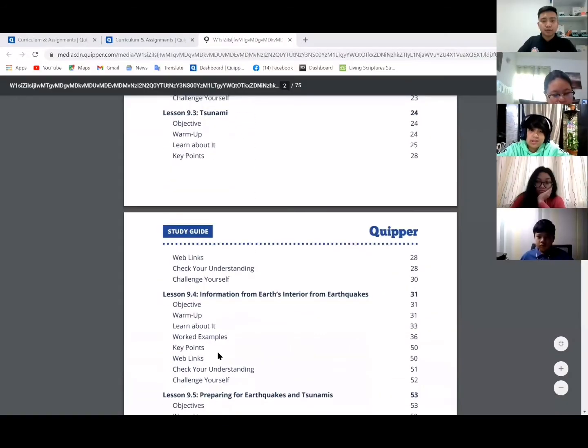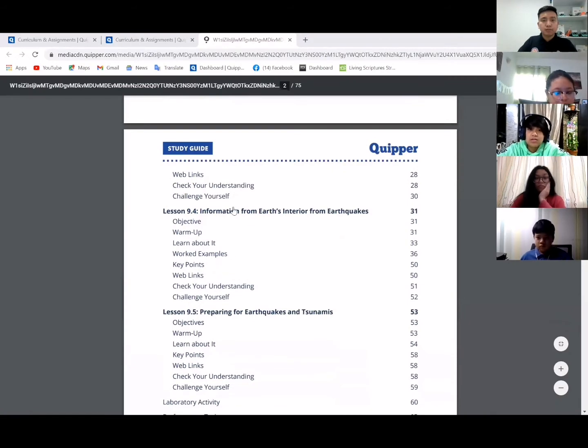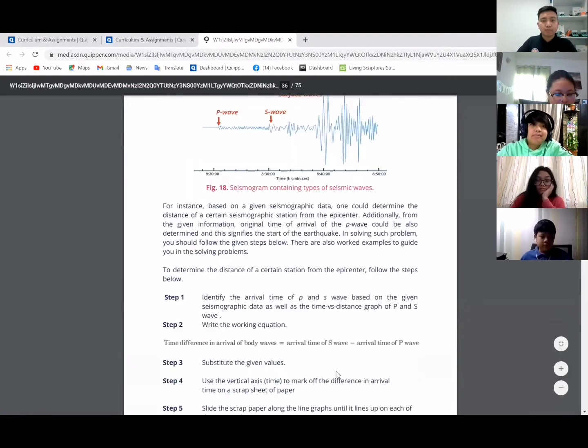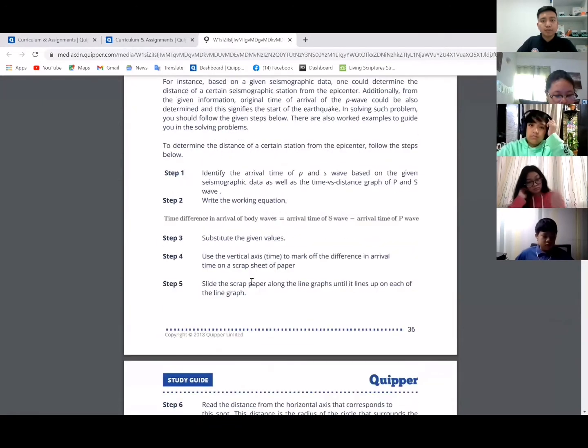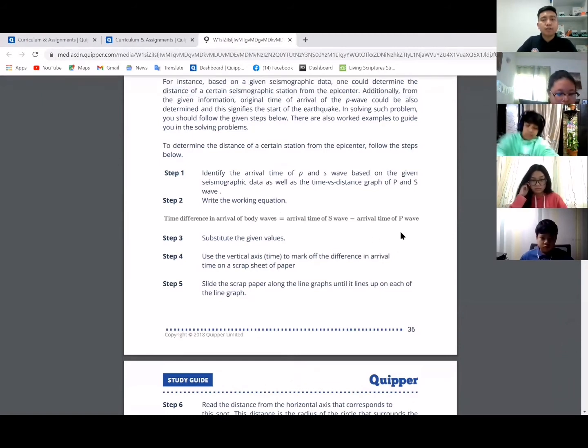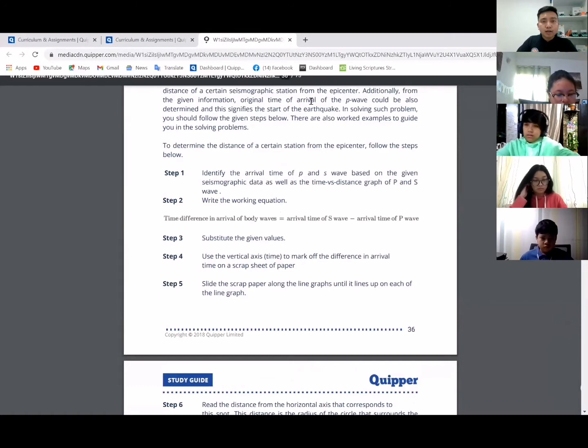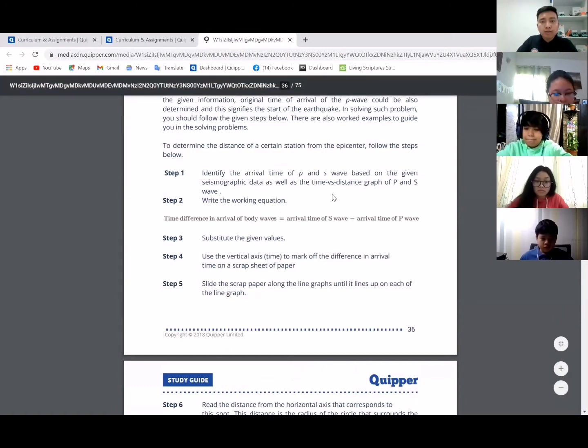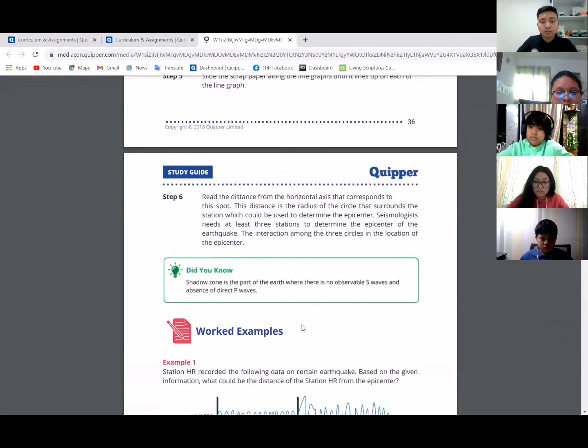Go to your downloaded guide. Information from Earth's interior. Okay, so we have a formula for that. This one, the difference in arrival of body waves is equal to arrival time of S wave minus arrival time of P wave. So you need to subtract lang. Wag kayong magkamali ha. Dapat mauna yung S wave and then yung P wave para hindi kayo makakuha ng negative.